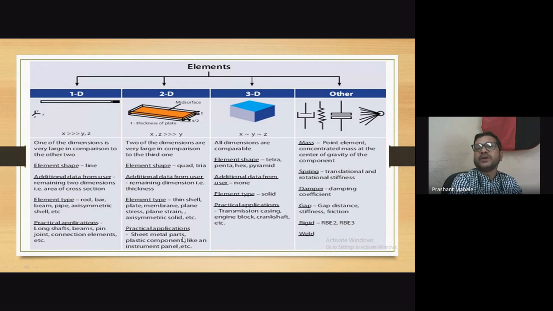Then sheet metal parts and plastic components like an instrument panel, car covers, car bodies, bonnet, roof, door covers of a car if you go for automobiles, these all are 2D elements and can be preferred for them. And for 3D, transmission casing, engine block, crankshaft, solid elements, 3D elements are to be used.